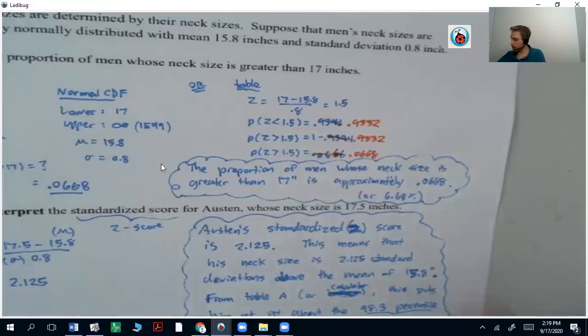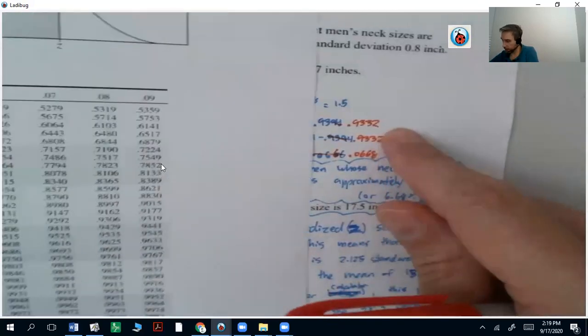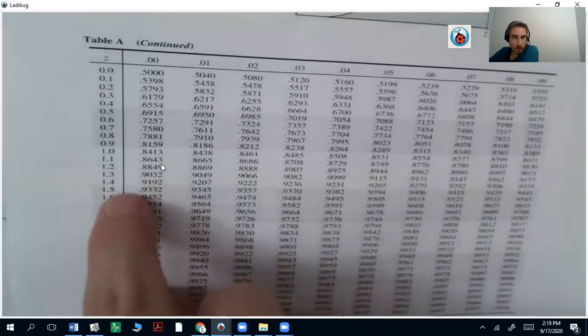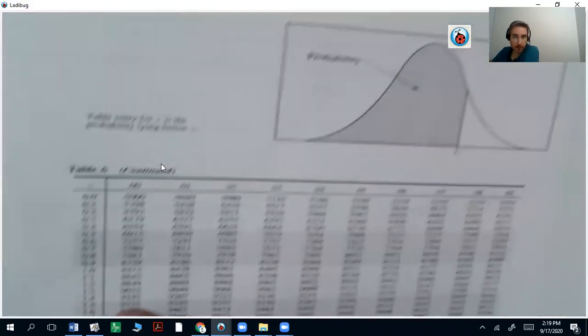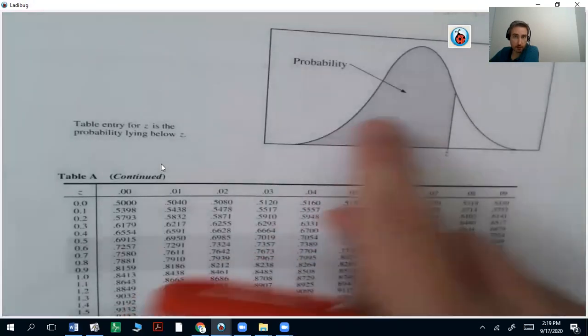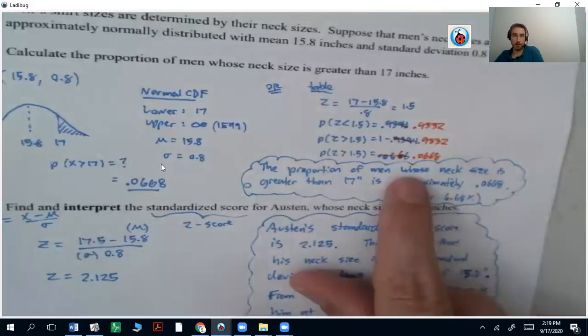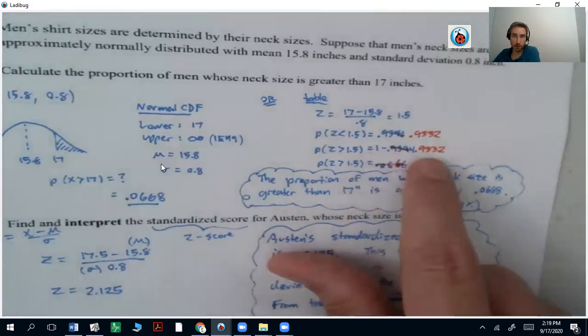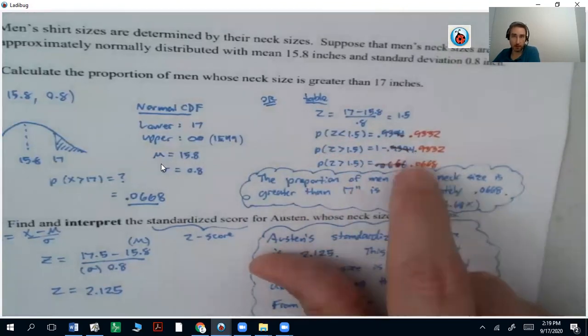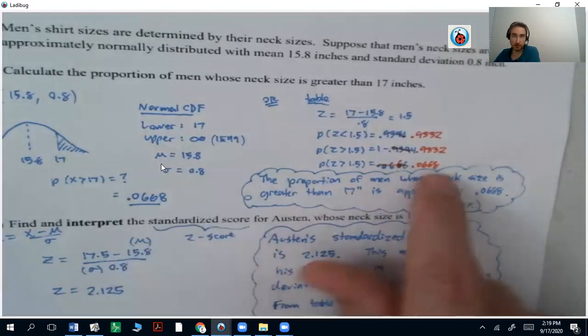I had to fix the numbers. I wrote down the wrong numbers from the table. So let's resume that. 1.5 is 0.9332. Remember that a z-score on the table is going below it. So since this question wants to know above a number, we do have to subtract that from 1. So 1 minus 0.9332 is 0.0668, same as I got from the calculator.